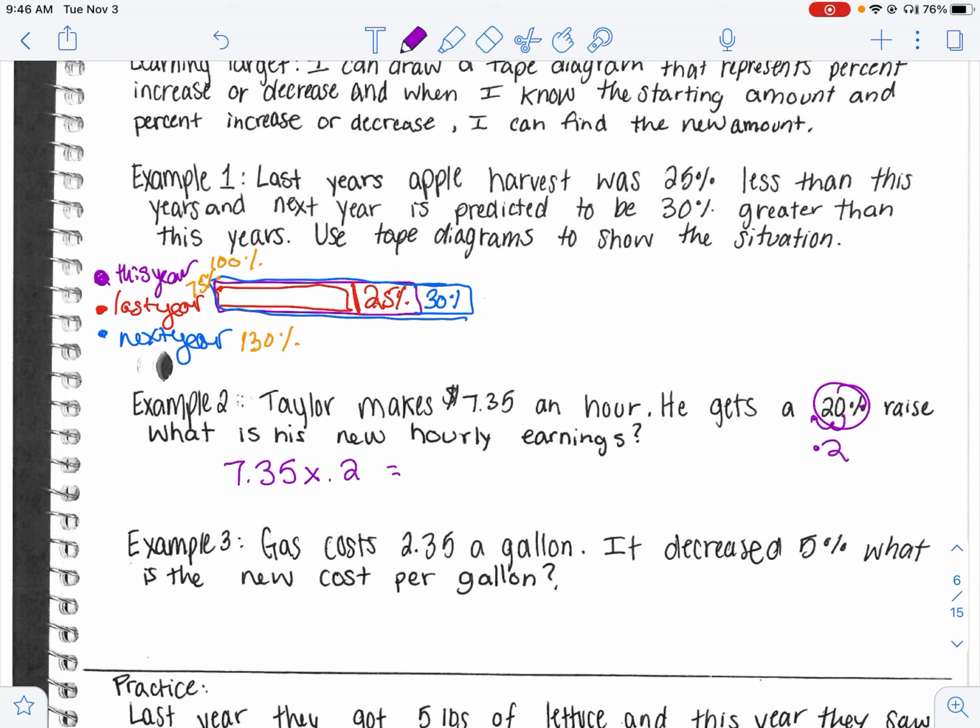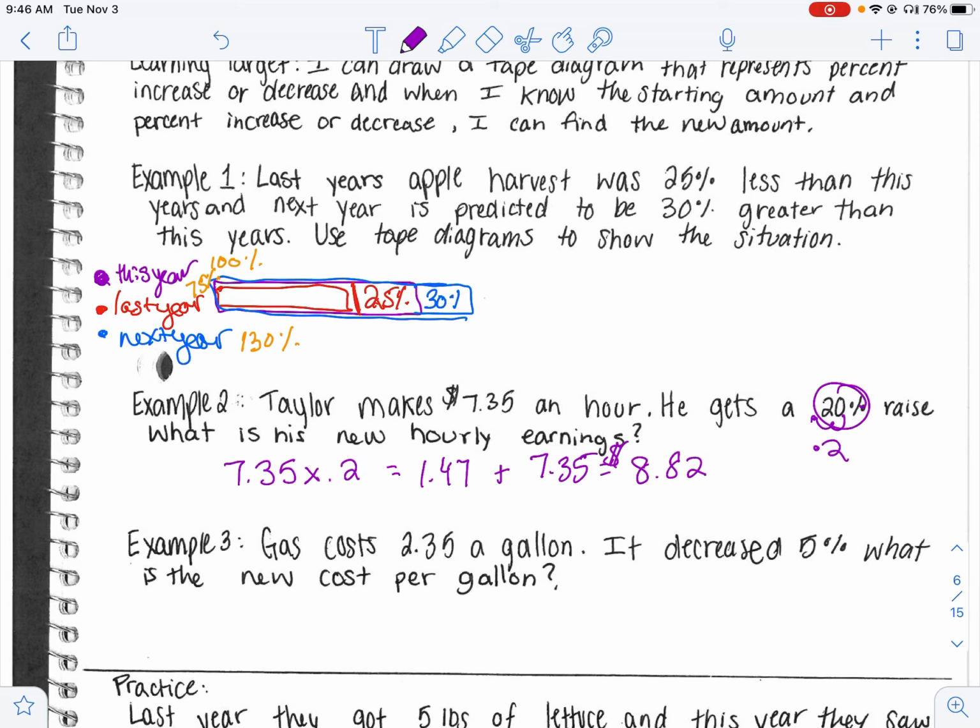So we take 7.35 times 0.2 and we get $1.47. That needs to be added to his original $7.35. So once we get that, we add $7.35 to it and we get $8.82 is his new hourly earnings.